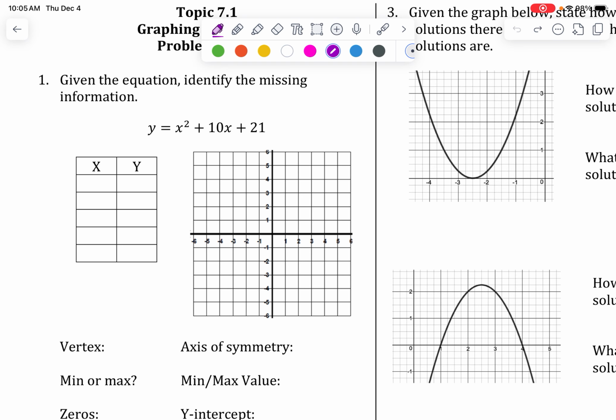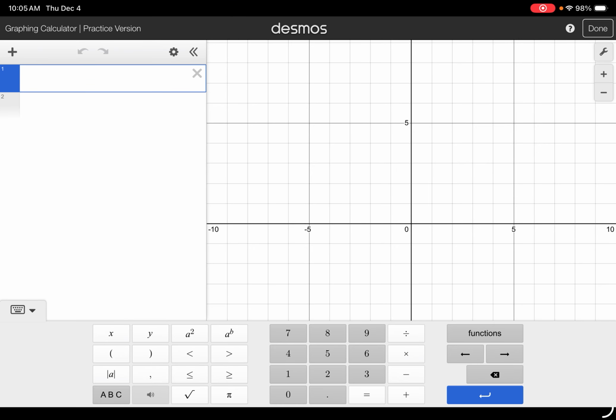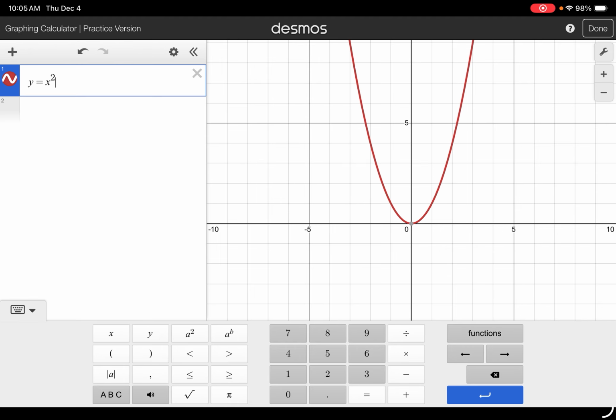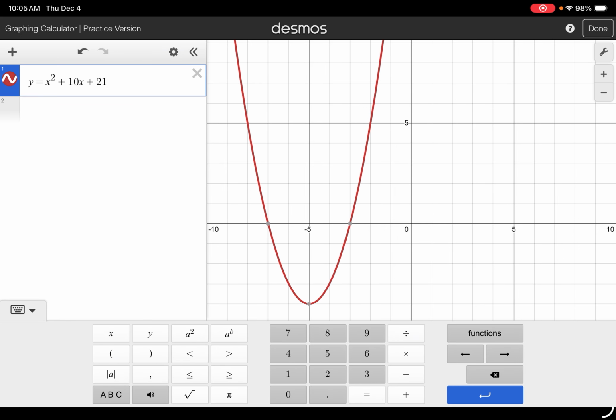I'm going to use Desmos for this, because it's going to give me a great visual and I can just graph it from there. They do want me to fill in the table, and I can get a table from Desmos. So I'm going to go put this function in. I go into Desmos, so y equals x squared plus 10x plus 21. All right, so there is the graph.